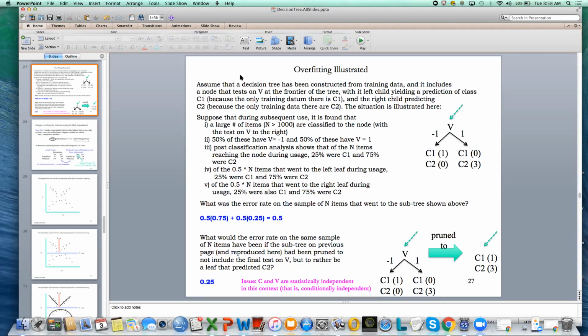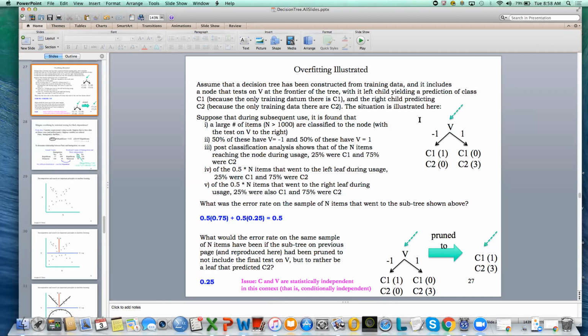The decision tree has been constructed from training data, and it includes a node like this, towards the leaf, towards the bottom of the tree. So a decision tree has been constructed up here. One of the bottommost subtrees looks like this.